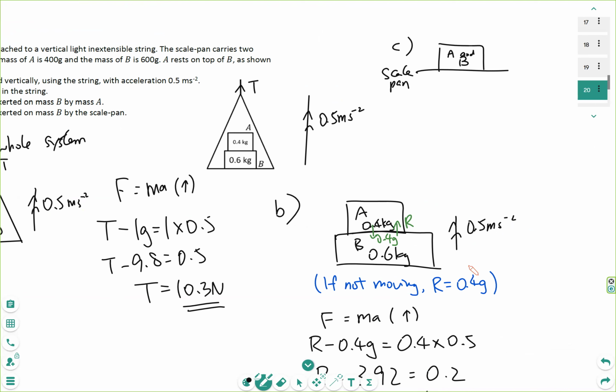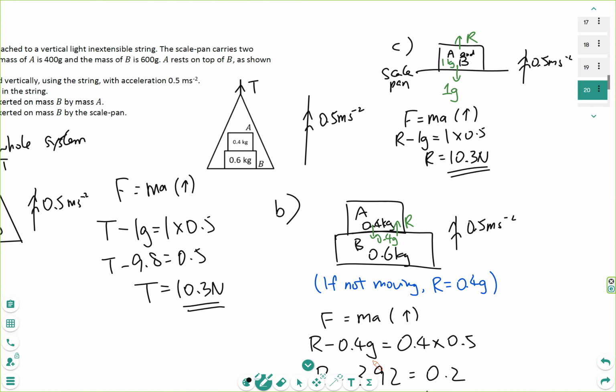What forces are exerted on there? Well, A and B combined give 1g because it's 1 kilogram. And in return, the scale pan has given a reaction back to B, to A and B together. Again, we're moving up by 0.5 meters per second squared, so F equals ma upwards. R take away 1g equals the mass, 1, times 0.5. So R equals 10.3 again.